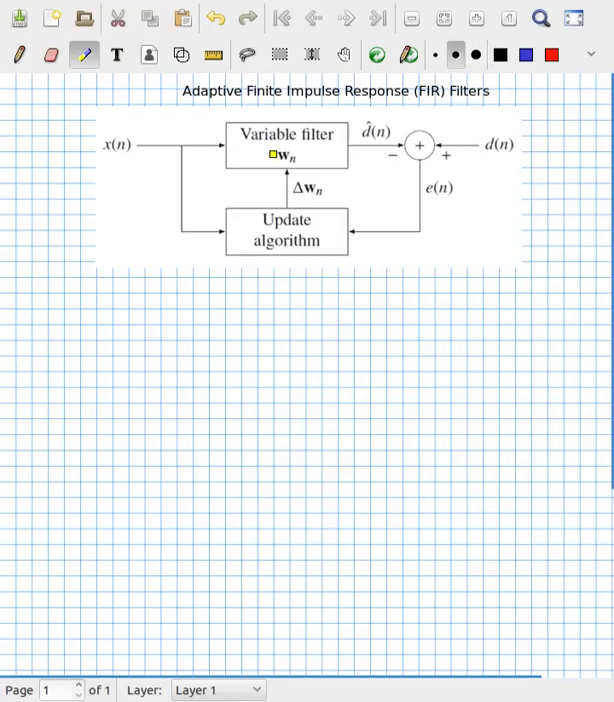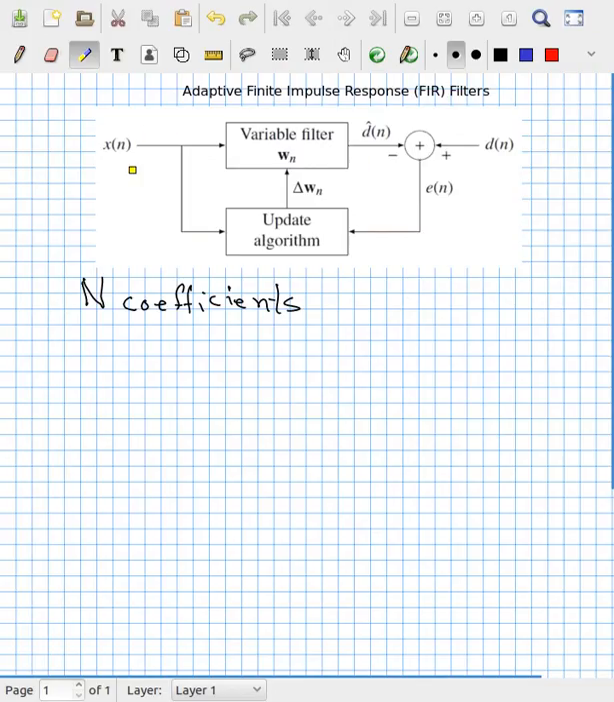Here we have an adaptive FIR filter. This is a regular FIR filter with coefficients W sub n. There's actually capital N of these coefficients. Let's write that down here. We have capital N coefficients. This is just a regular FIR filter, and those coefficients, there's capital N of them.